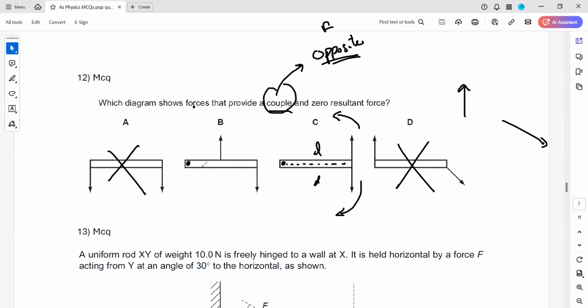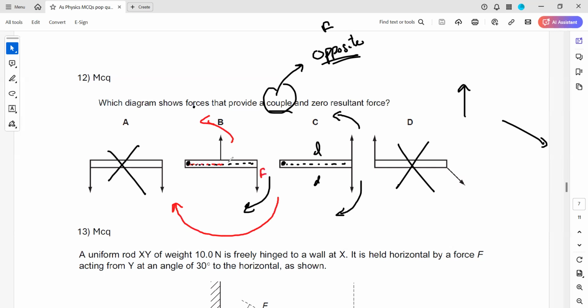But what about D? Because the distance of this downward force is greater, the clockwise turning effect will be greater, and the anti-clockwise turning effect will be smaller. So as a result, what will happen? Overall, this will rotate clockwise. This force, having a greater distance from the pivot, will cause a greater clockwise turning effect than anti-clockwise. So the object will rotate clockwise.